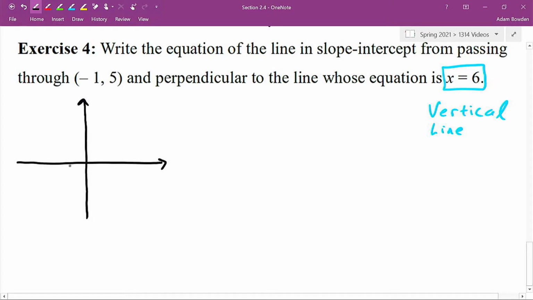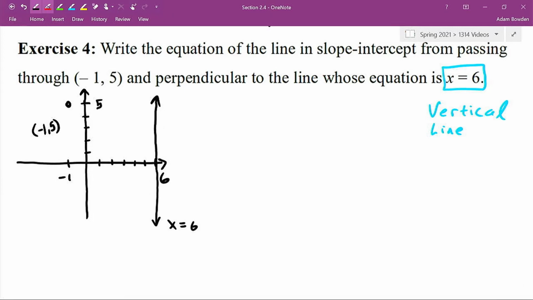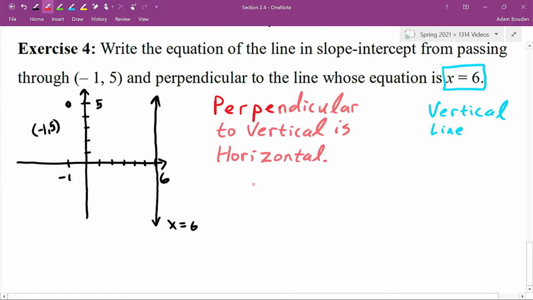let's locate that point negative 1, 5. So we have this vertical line passing through x equals 6, like so. And so perpendicular to a vertical line would be the horizontal line. The equation of a horizontal line is y equals b.